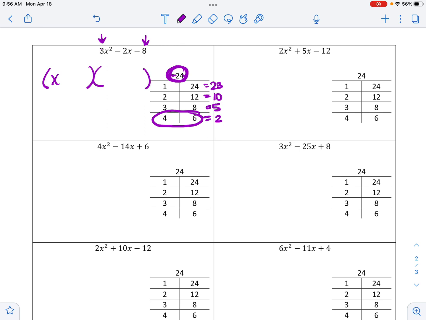And then the other piece that many of you forgot is that when we're borrowing and paying back, so when there is a number in front of the x that is greater than 1, you have an extra step. And in this extra step, you have to divide. So we are going to divide both of our factors by the a.